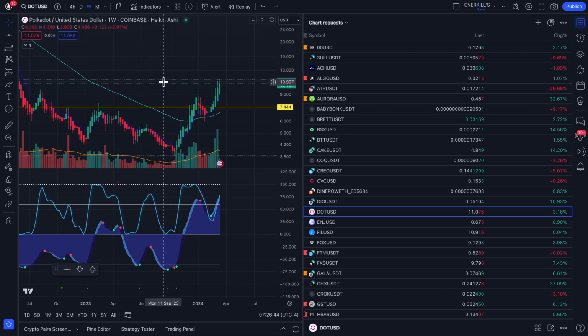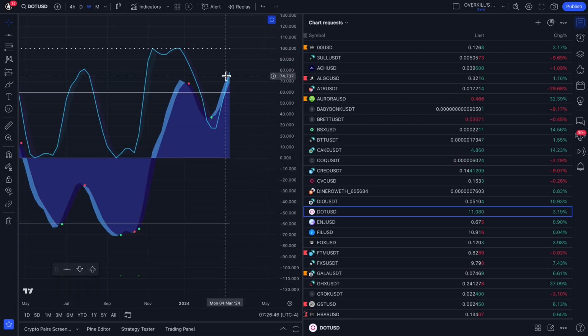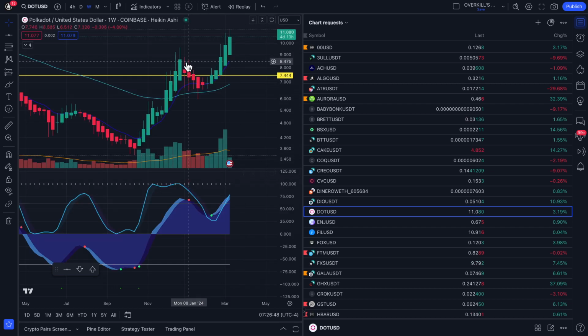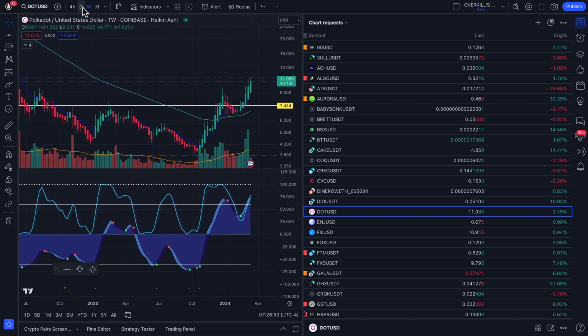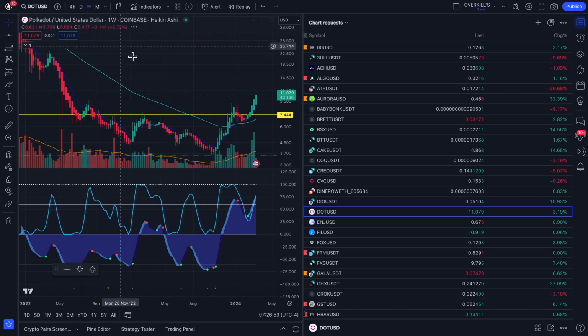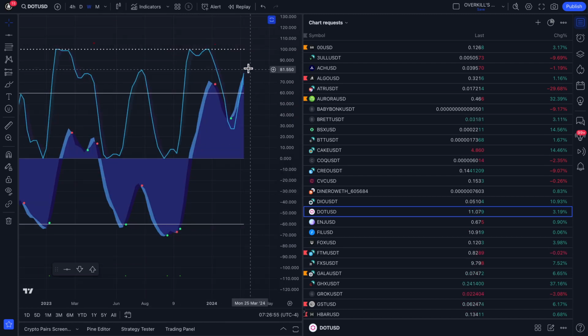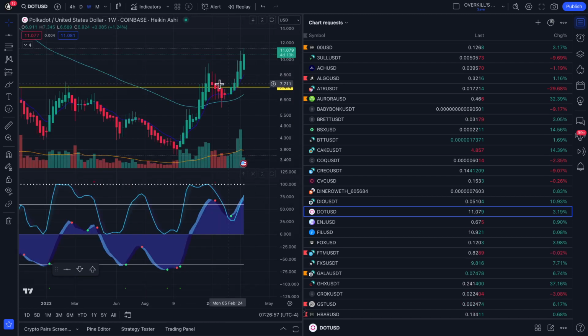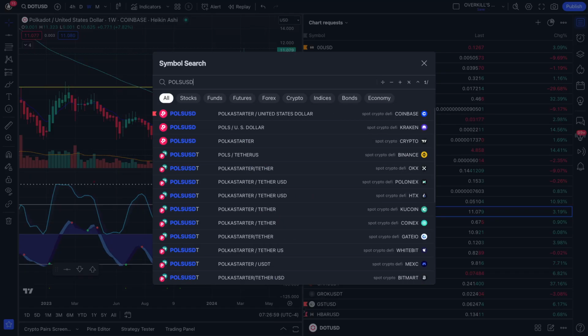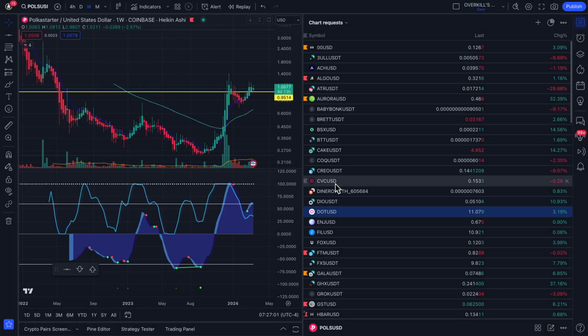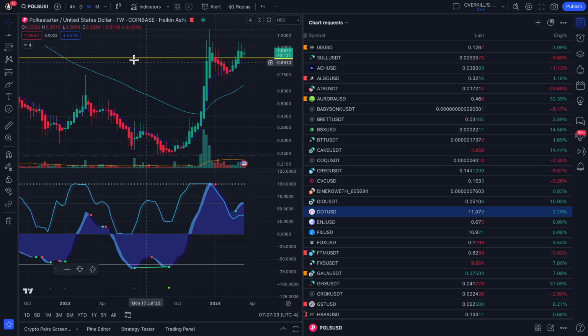Here's DOT. Polkadot. Okay, Polkadot also got some room to run here. We're not near 100. So this thing, in my opinion, is going to keep on running. Okay, I'd just wait once again until this stochastic RSI gets back up here to 100. I want to check POLS. This is a Polkadot ecosystem token. So when Polkadot goes up, its ecosystem tokens go up as well.